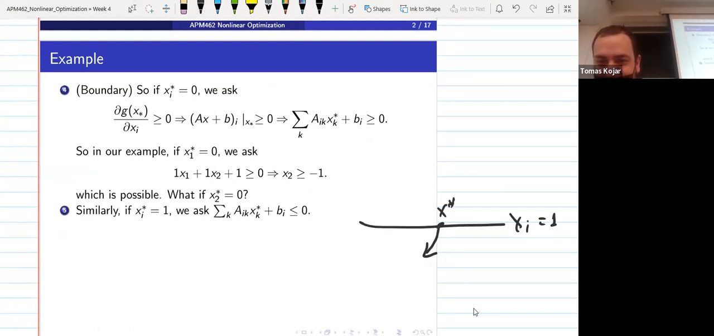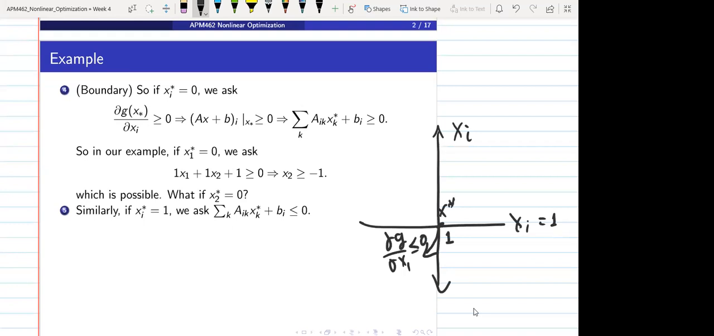But anyhow, yeah. So this is the ith axis, and along the ith axis, your gradient, your partial xi, needs to be going in the negative direction.